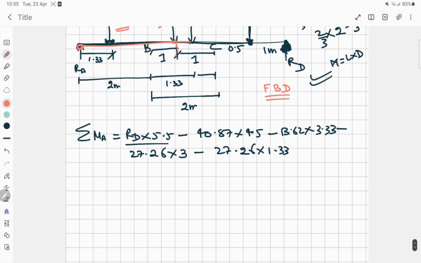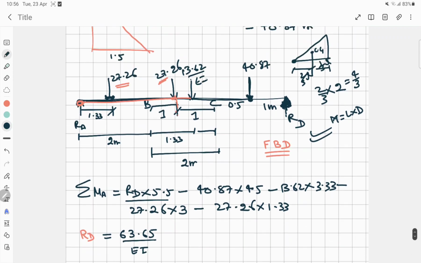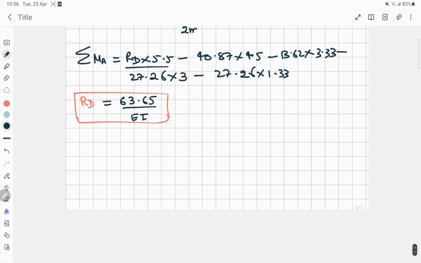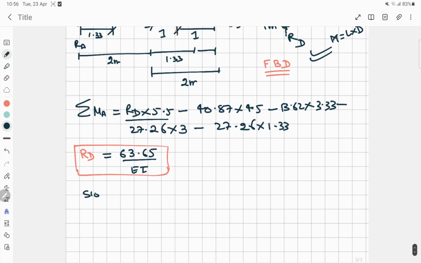Okay, so from here we'll get the value for RD, that is RD is equal to 63.65 by EI. This whole load is EI. Okay, so I have not mentioned it here, but at the last you can mention it easily. So now we have a value of RD for the final free body diagram. Here our motive is to find the slope. Okay, so let's find the slope at A.